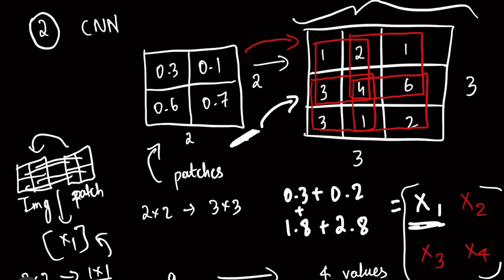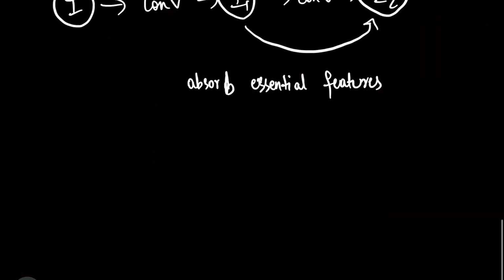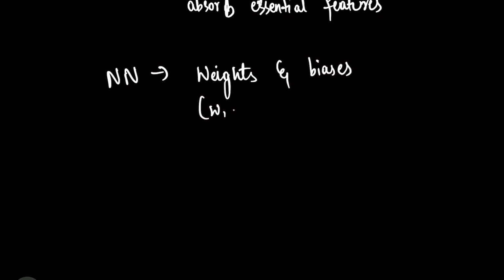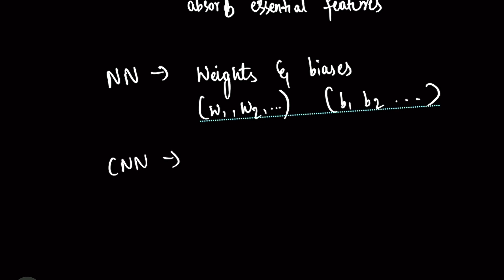So how does the CNN model learn now? Well, going back to neural networks, what we knew is, in neural networks, the things that can change are weights and biases. Weights were basically the W1, W2, and so on. And the biases were B1, B2, and so on. But in a convolution neural network, it's very similar.